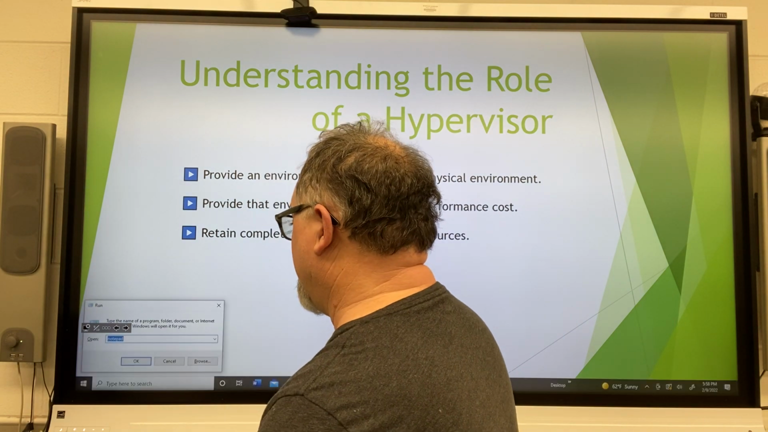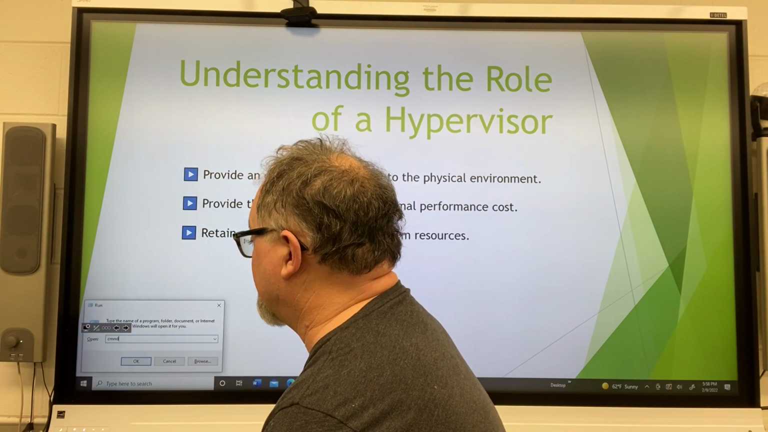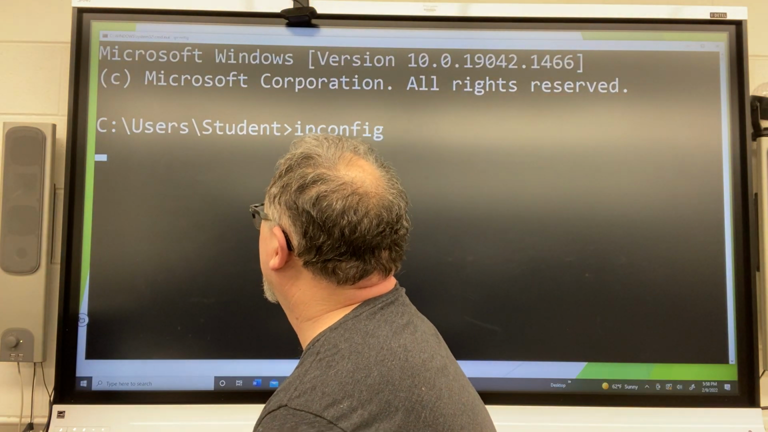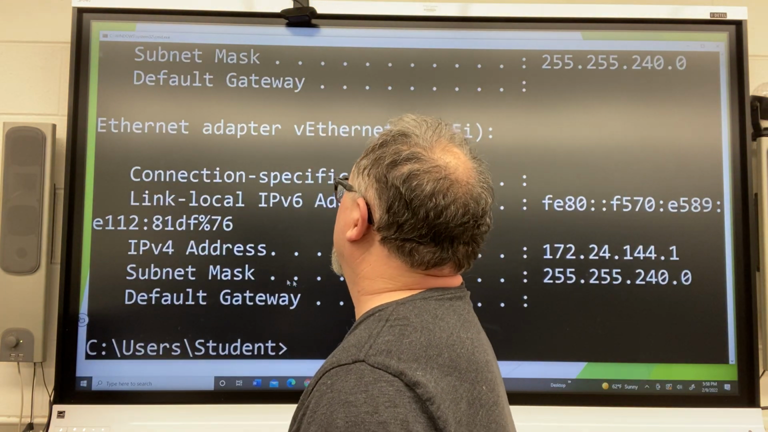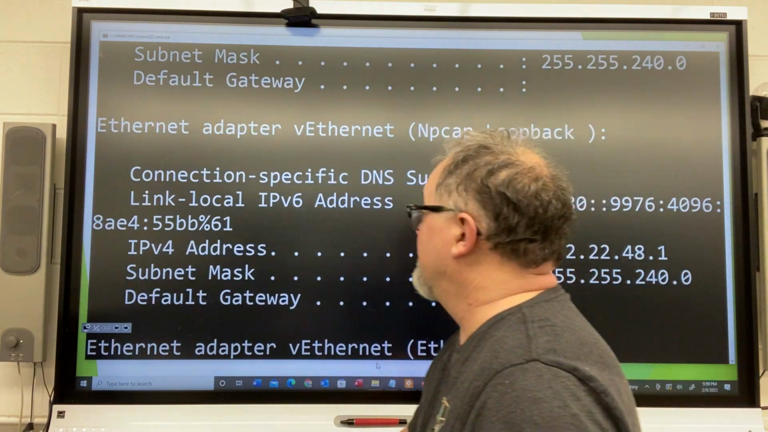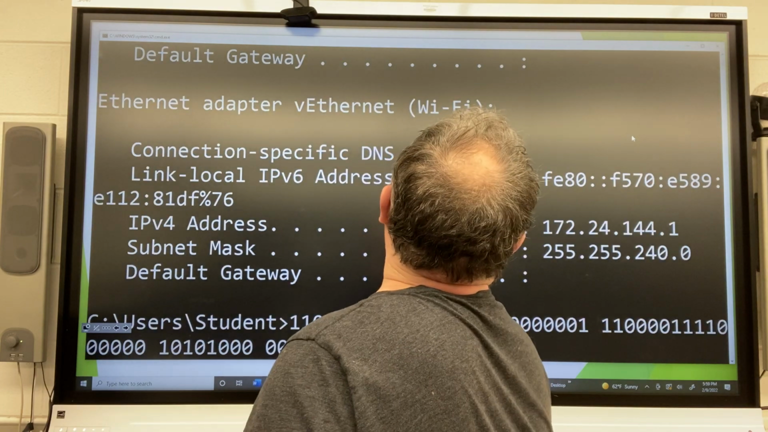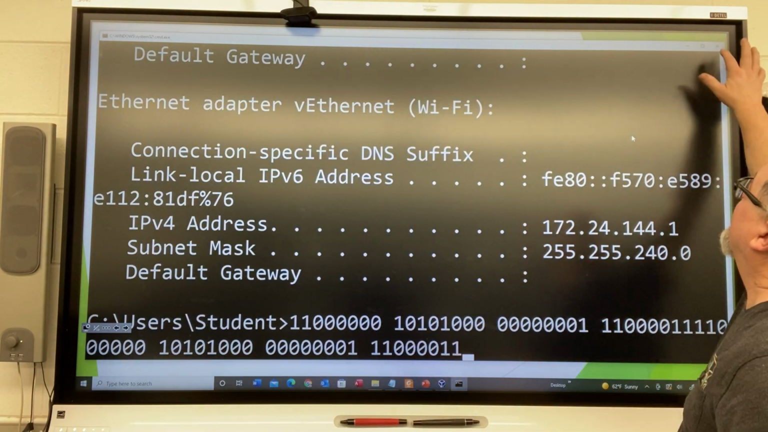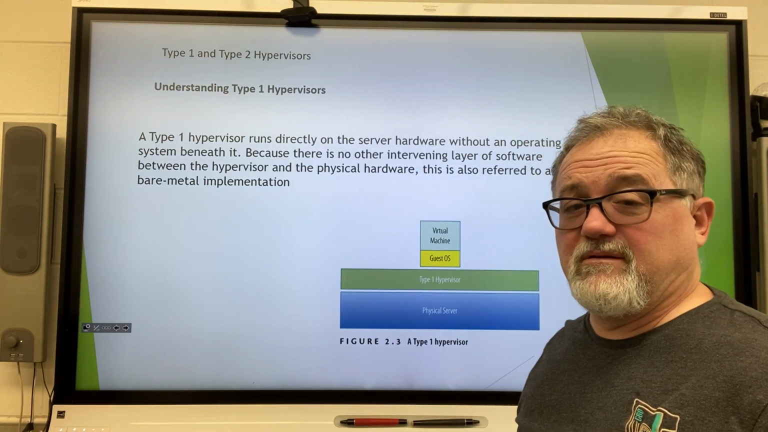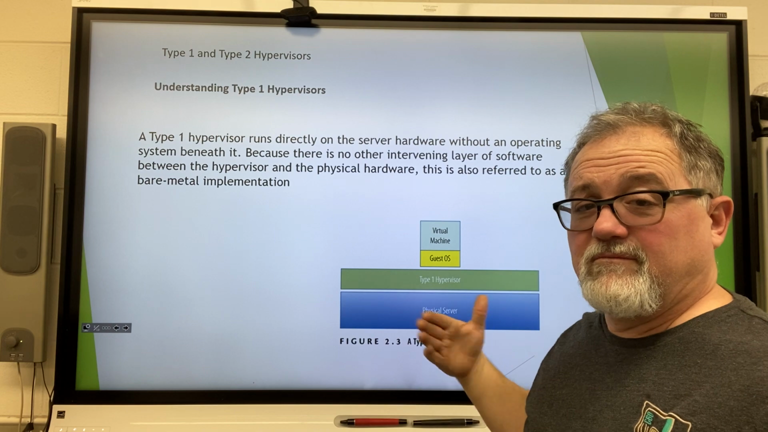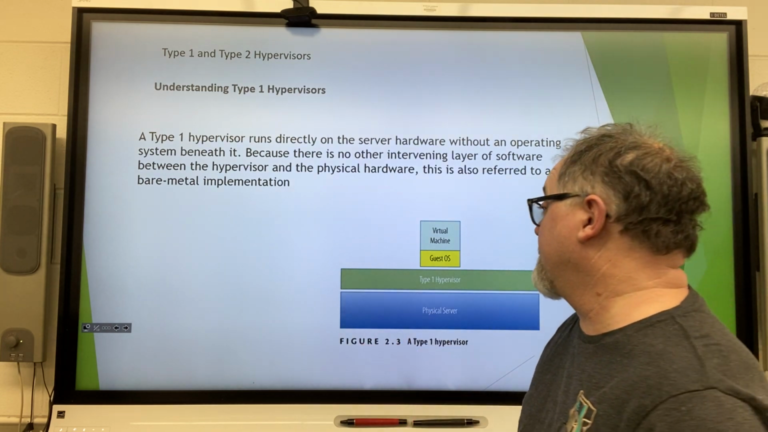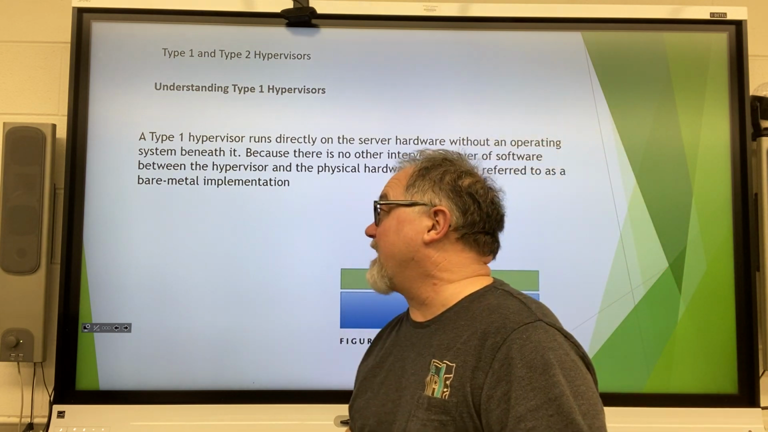I have this computer right here, and if I ipconfig this computer that I'm using right now, I have several virtual Ethernet adapters because I've been doing a lot of these virtual machines on here. So I have a lot of virtual NICs, and they look like real network cards, but you only have one network card in this machine. So this is a Type 1 hypervisor.